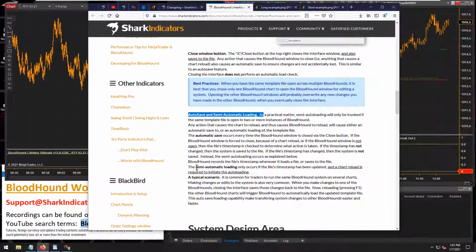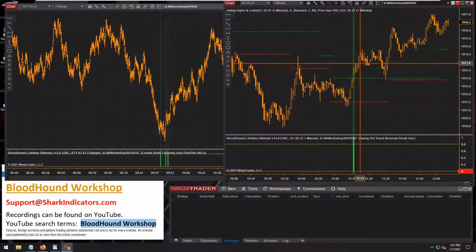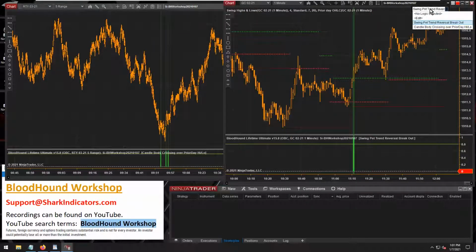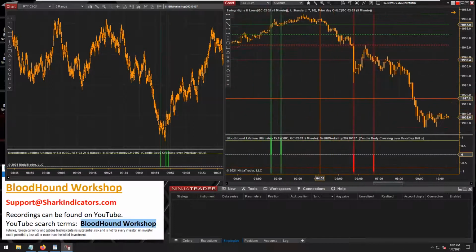Charles is asking about the semi-automatic loading here. So his specific situation is, let's see. All right, so I'm on the handlebar crossing. All right, so let's set this one to the same. The handlebar crossing, man. Okay, there we go. There's a couple of signals.